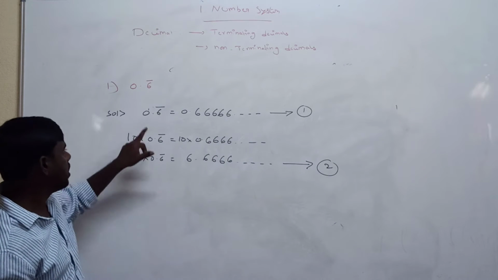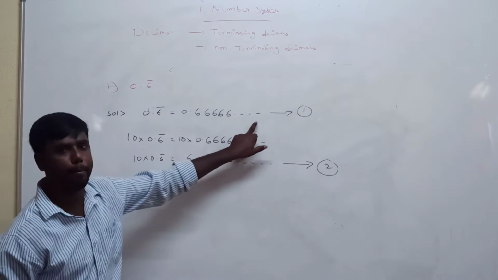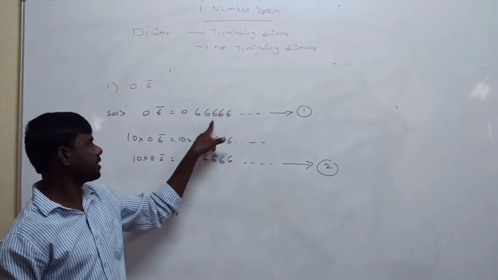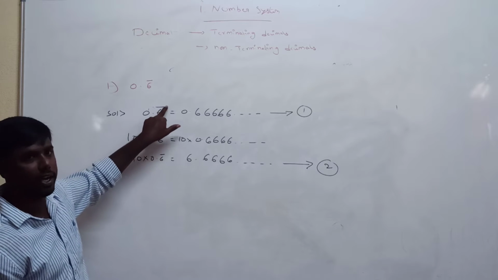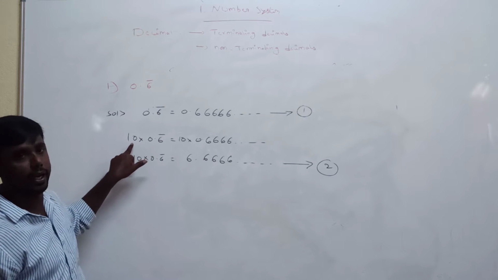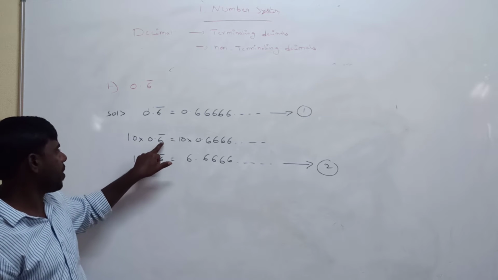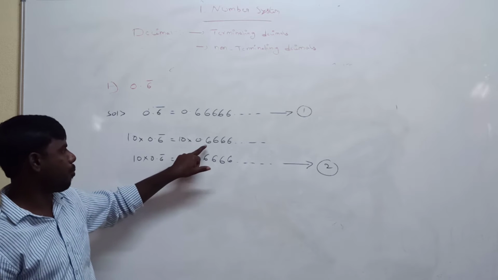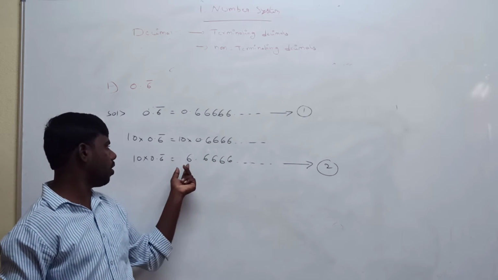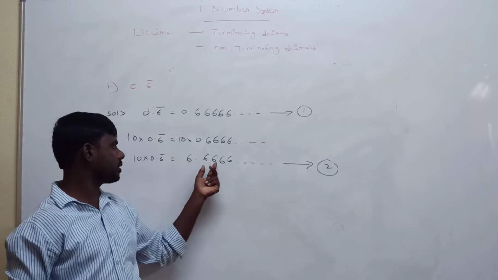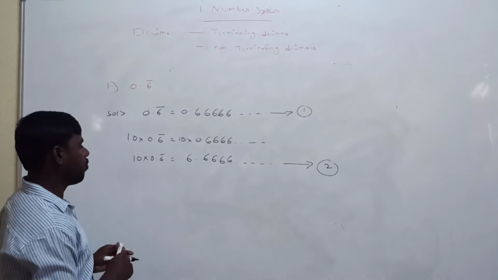Once again, 0.6 bar. 6 bar is nothing but 6 repeated many times. That's why you write 666 and so on. Only one number lies on the line, that's why you take 10. So 10 into 0.6 bar is 10 into 0.666 and so on, which is 6.6666 and so on. Now subtract equation 2 minus equation 1.